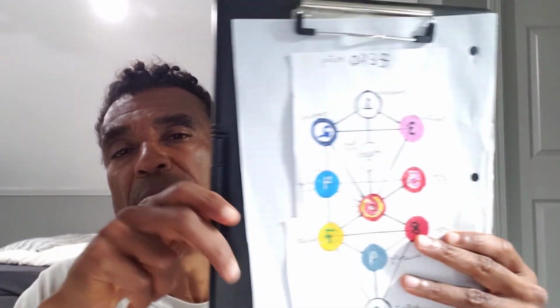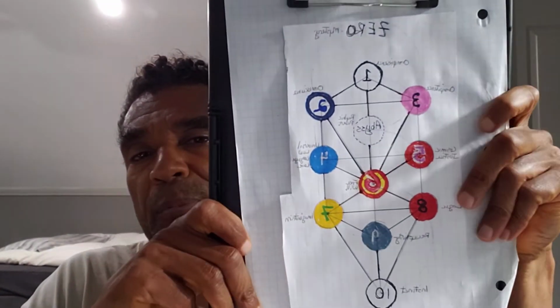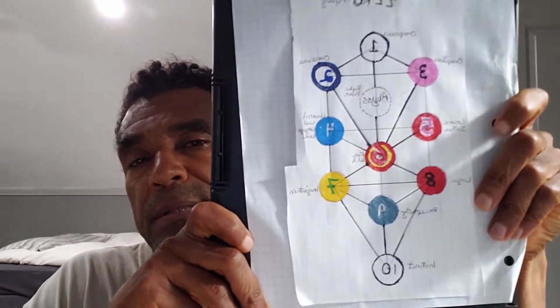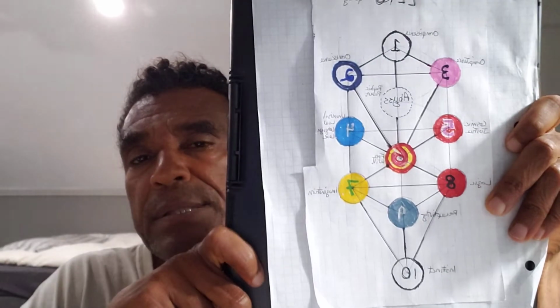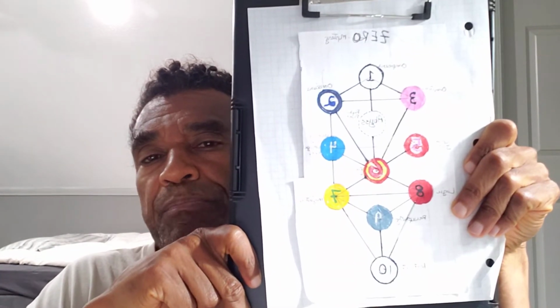Most of them are things that you wouldn't have learned in school, or alternate versions of things that you might have learned in school that you need to unlearn. But one of the subjects that I work on is this thing here called the Tree of Life. Some other people call it Kabbalah. This is different than Kabbalah, but it's the same diagram.